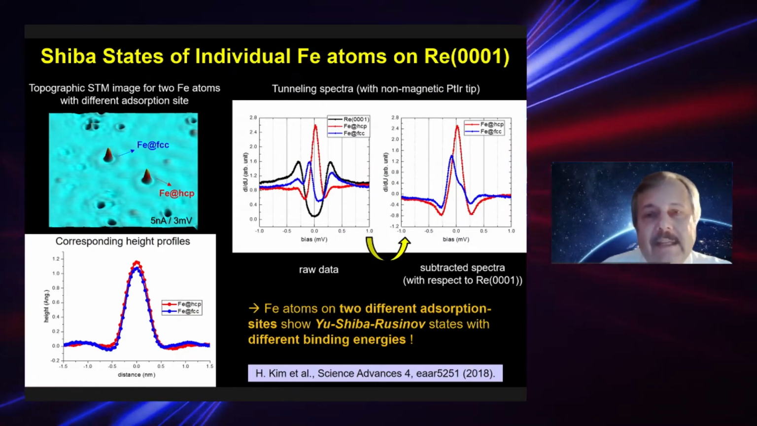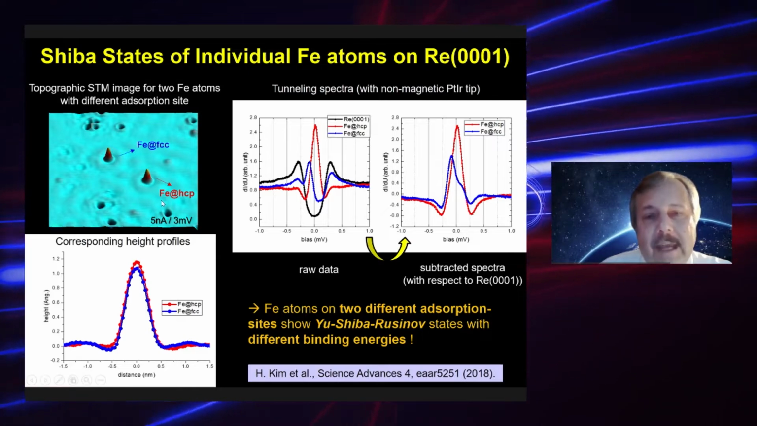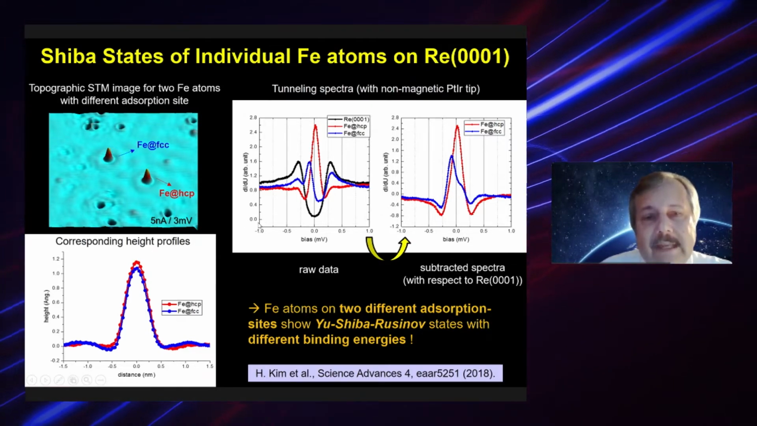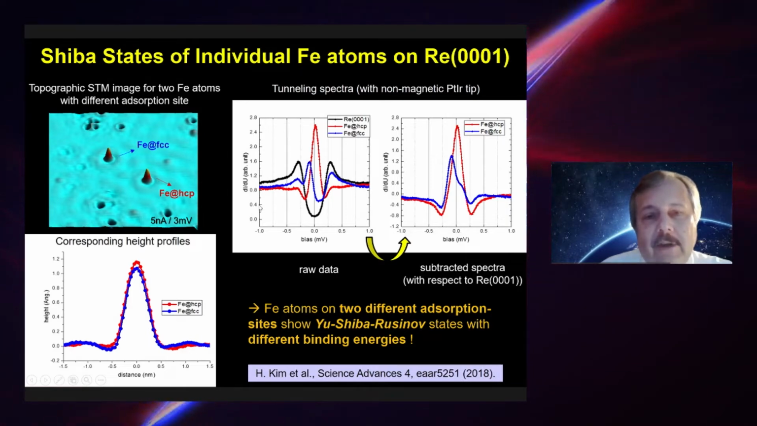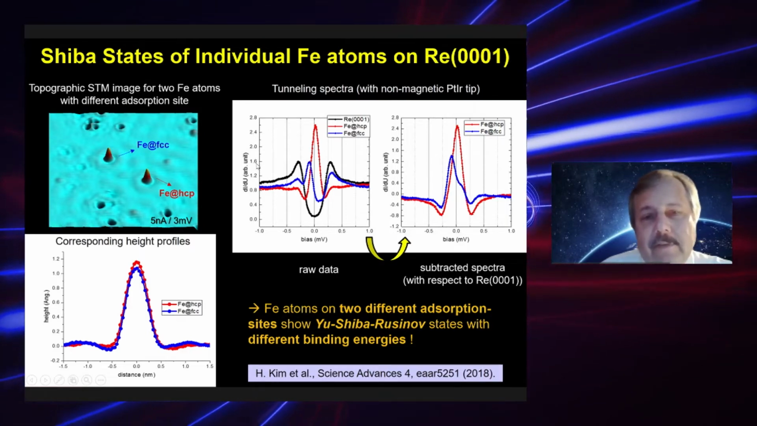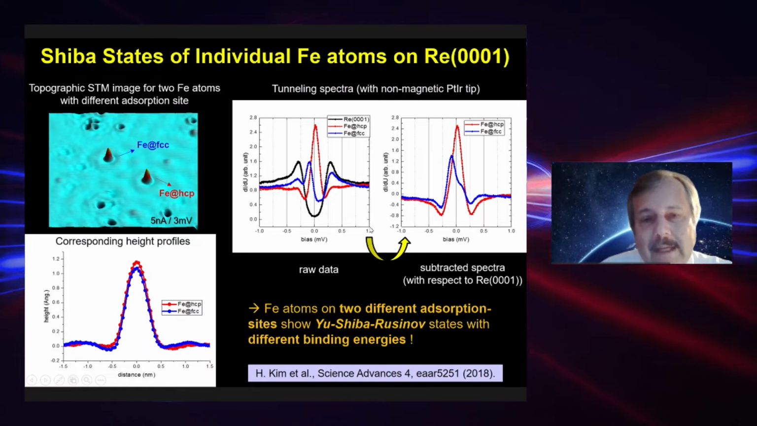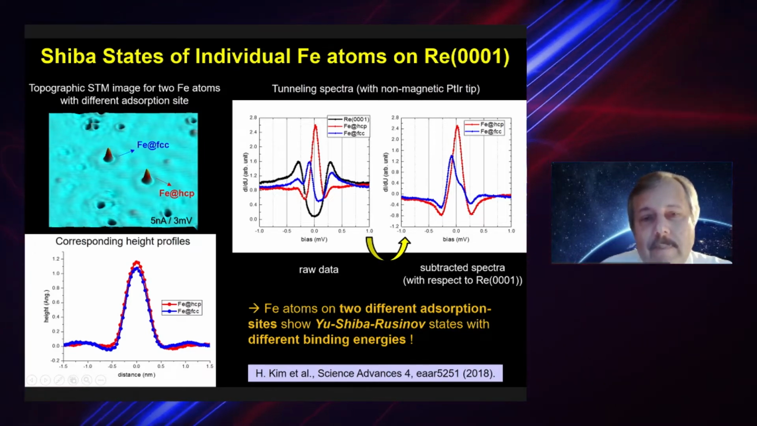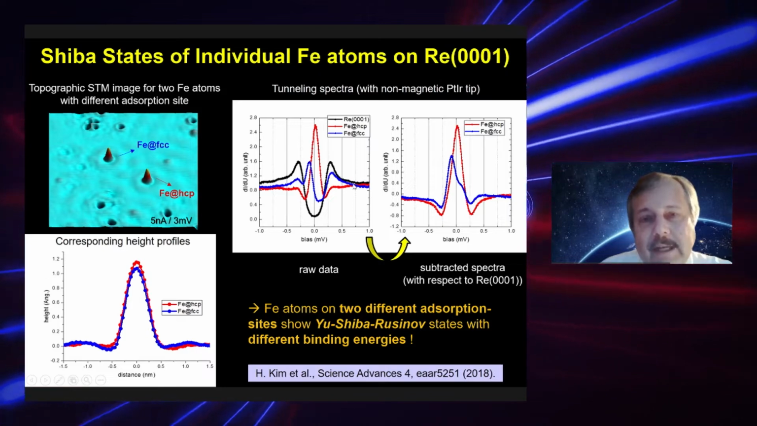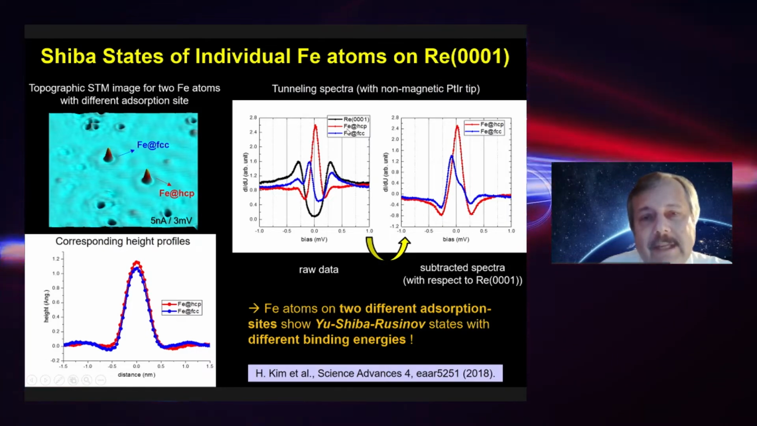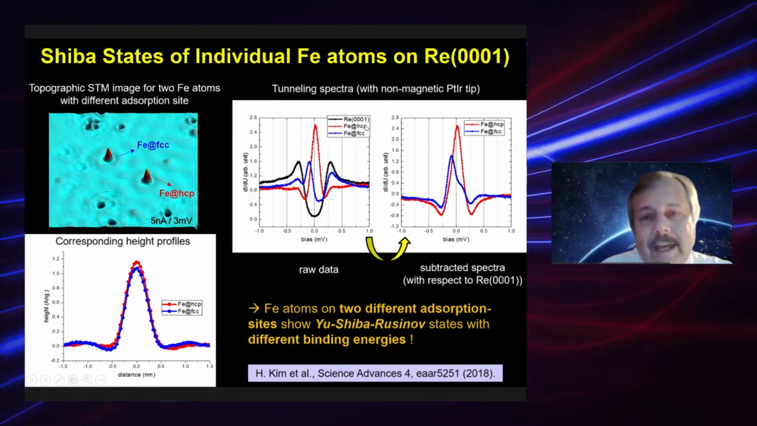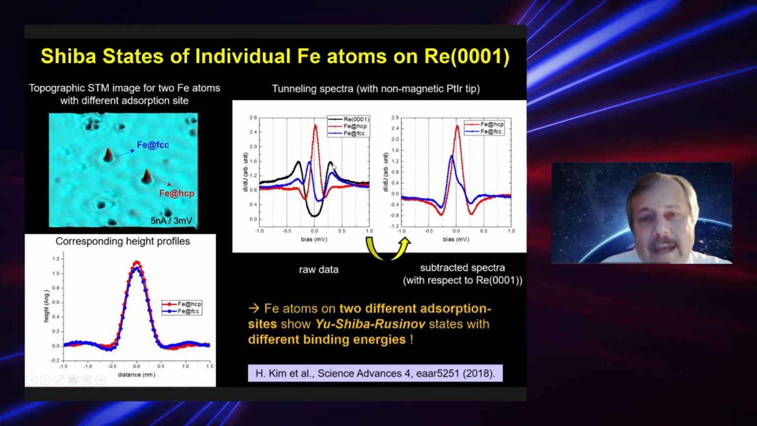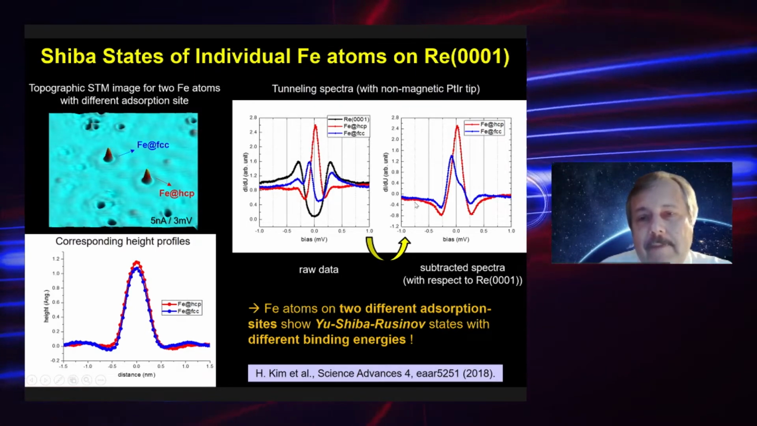Now, this is, of course, not much of importance for the physics, but what is important is that the Shiba states induced by these magnetic impurities depend drastically on the particular adsorption site. So here is data where we plot the differential tunneling conductance, which is a measure of the local density of states, as a function of sample bias, meaning as a function of energy. In black, you can see the spectrum measured on the bare rhenium substrate. And then in red and in blue, you see the spectrum measured above the iron atom on the HCP or on the FCC side. If we subtract the rhenium background spectrum, then we end up with these spectra here.